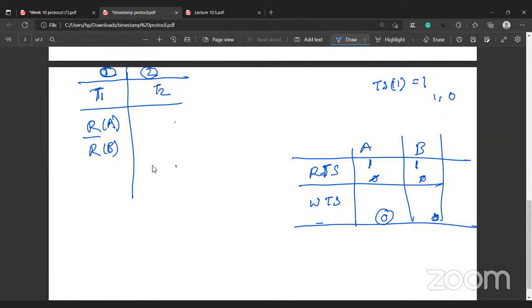Now suppose transaction T2 issues a write operation on A, right?